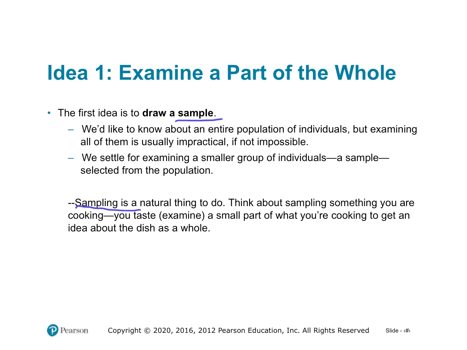So it's not always reasonable or feasible to be able to survey or look at an entire group for some information. And so that's why we need to use sampling. So that's the whole idea of what we are looking at now. It's a natural thing to do. Think about sampling something you are cooking. You do a taste test, right? You taste a little bit of it, and that's the idea of sampling as well.